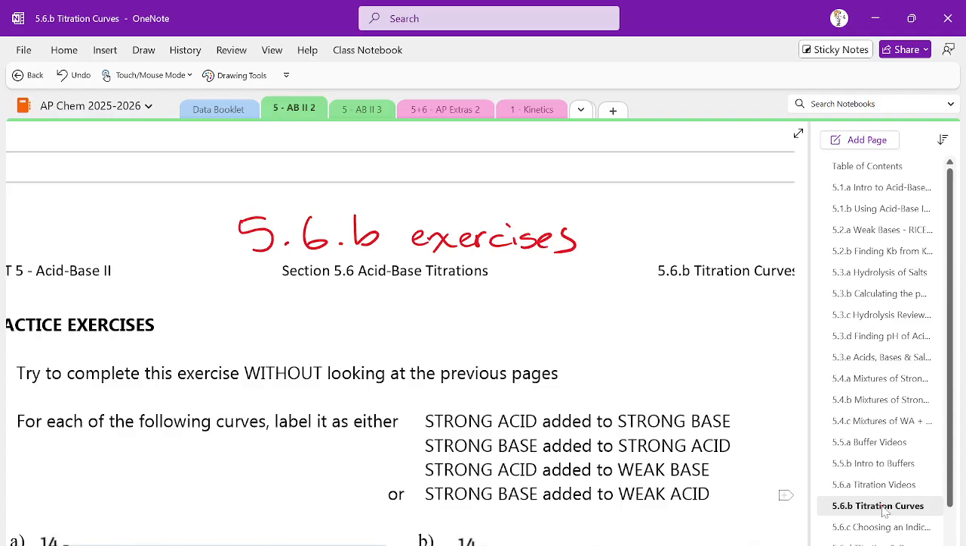There you go. Do you have a data booklet? Perfect.